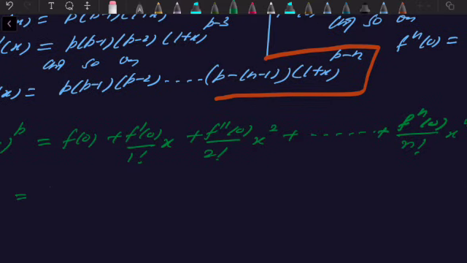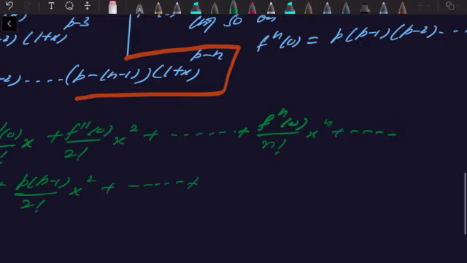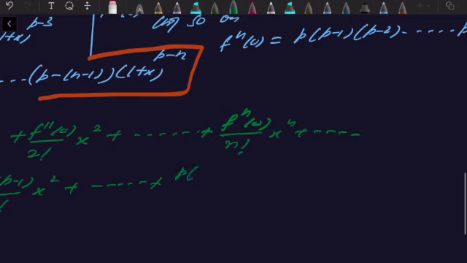So value of the function at 0 is 1. First derivative at 0 is p into x, p into p minus 1 by 2 factorial into x square, and so on. The nth derivative at 0 is p into p minus 1, p minus 2, and so on, p minus n plus 1 divided by n factorial into x raised to power n.